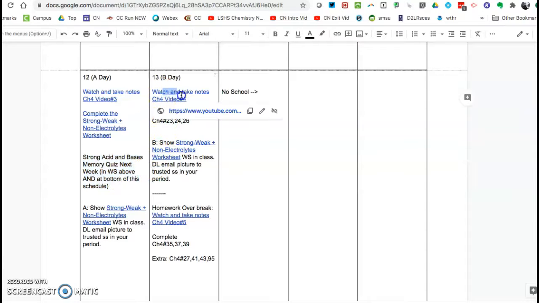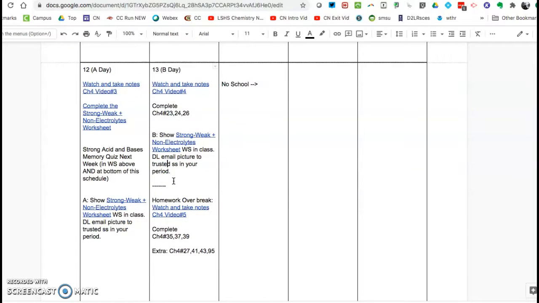On Tuesday, you have video 4 and these 3 problems right here. And then if you're a B group person, show your strong, weak, and non-electrolytes worksheet to earn credit in class. If you're a DL person, email a picture to a trusted student in your period, and they'll get your strong, weak, and non-electrolytes worksheet recorded.